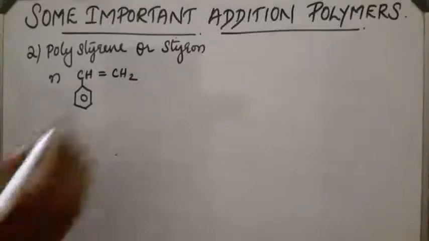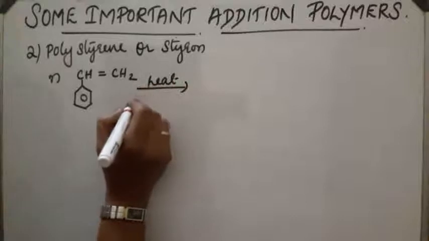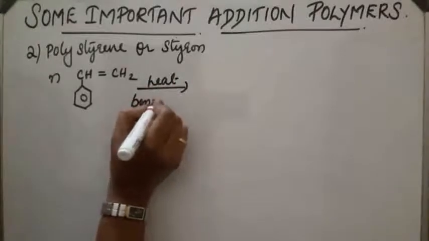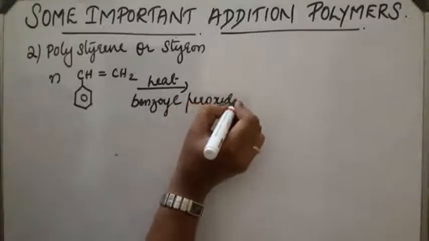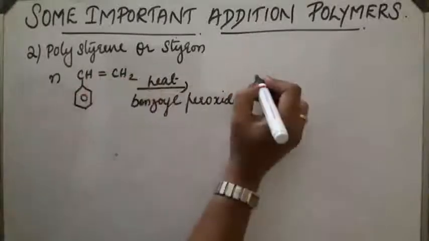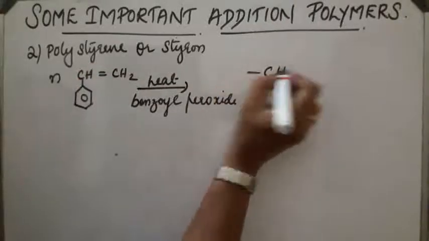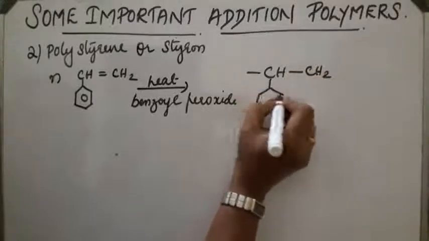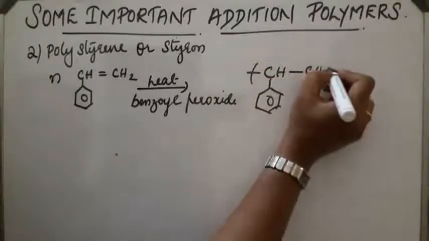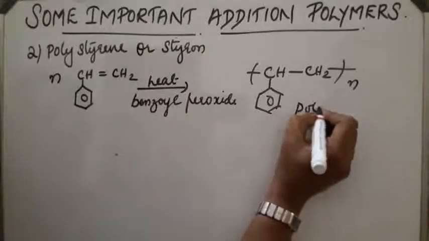This compound is called styrene. On heating in the presence of benzoyl peroxide catalyst, what will happen? This bond breaks and forms CH, CH2, C6H5, n times. This compound is called polystyrene.